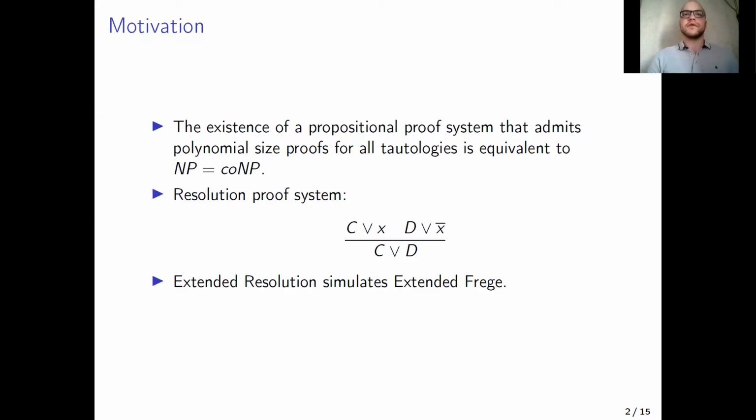Most of those extensions are relatively strong proof systems. Moreover, extended resolution simulates extended Frege, where Frege is a very strong logical proof system, and extended Frege is the extended version of Frege where we can introduce new variables. So it's really hard to prove exponential lower bounds on the size of refutations for the extended resolution proof system.